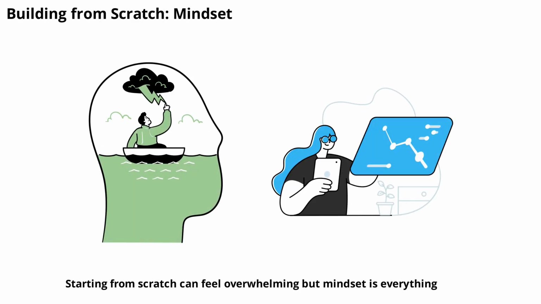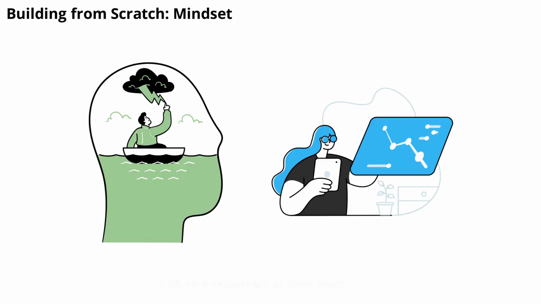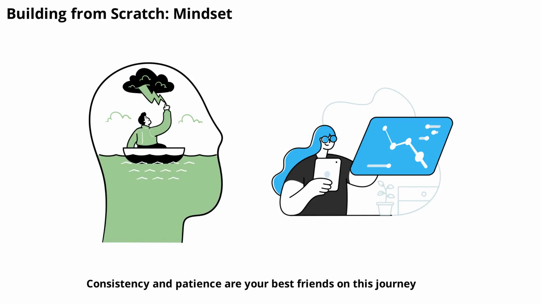Starting from scratch can feel overwhelming, but mindset is everything. Believe that you can learn, adapt, and grow. Focus on progress, not perfection. Every successful passive income builder started with zero experience at some point. Embrace challenges as learning opportunities, and don't be afraid to start small. Consistency and patience are your best friends on this journey.